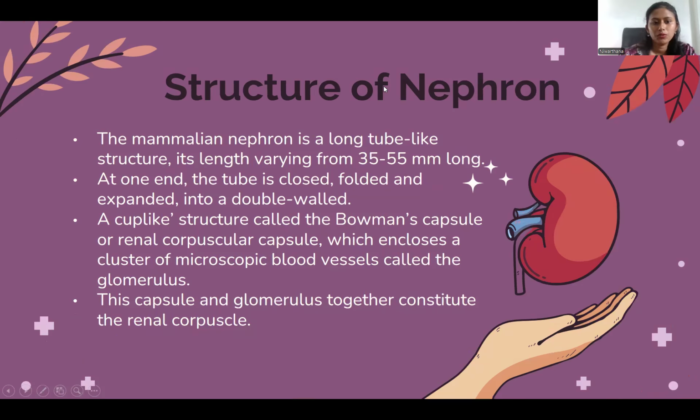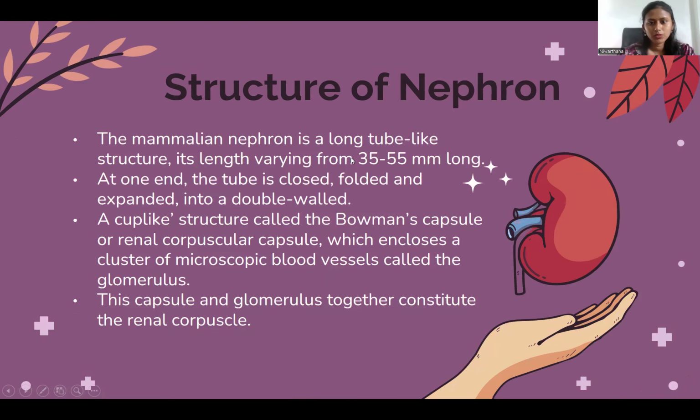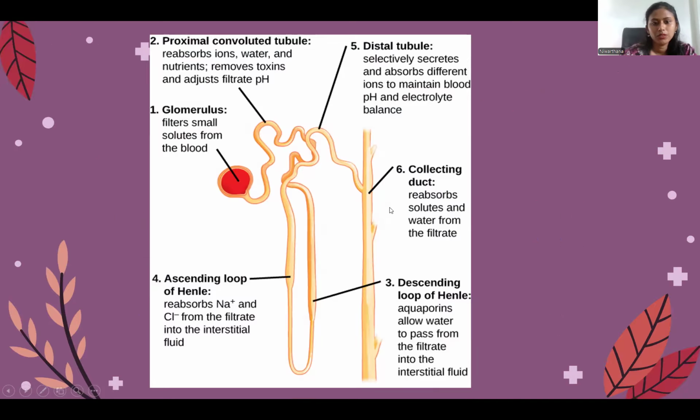Structure of a nephron. A mammalian nephron is a long tube-like structure, about 35 to 55 millimeters long. At one end, the tube is closed, folded and expanded into a double wall. This cup-like structure is called the Bowman capsule, which surrounds the glomerulus.